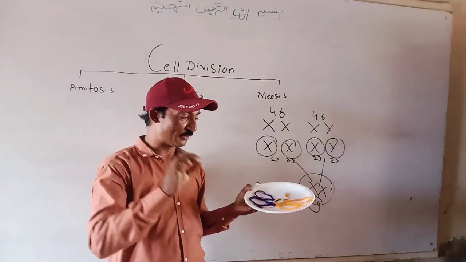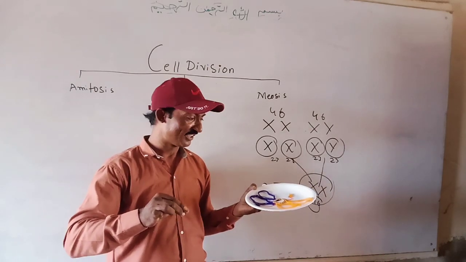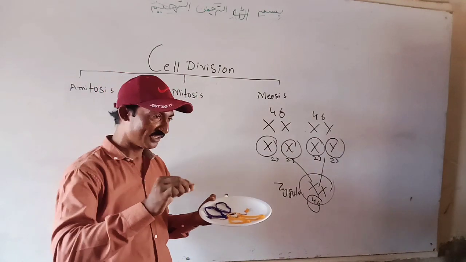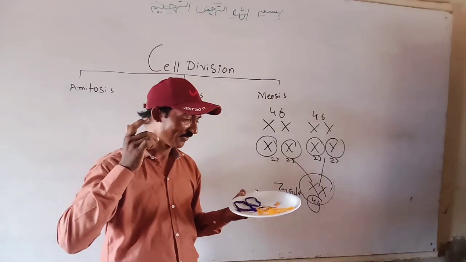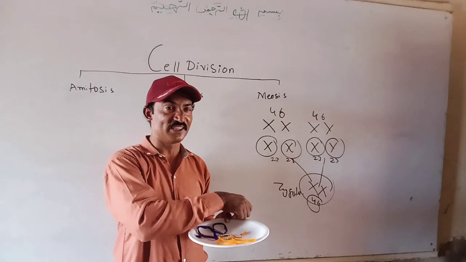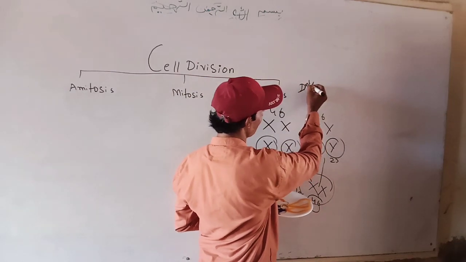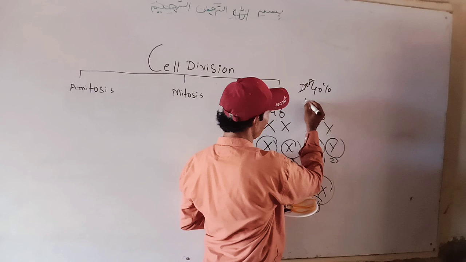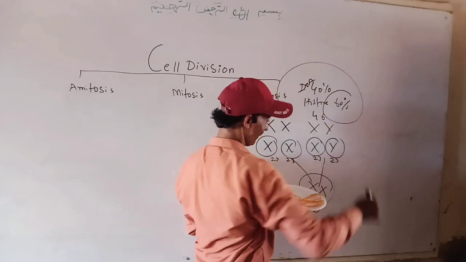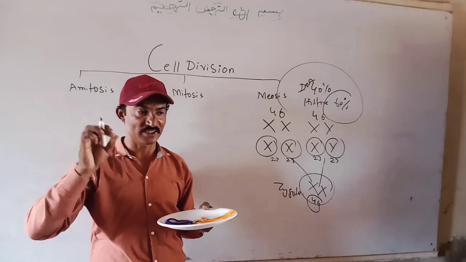The chromosomes are made up of DNA and a special protein, and this protein is called histone protein. The DNA is a hereditary material which transfers the characters from parents to offspring. That's the function of DNA. What percentage of DNA is found in the chromosome? 40% DNA and 60% histone protein. It means chromosomes are made up of DNA and histone protein, and chromosomes are clear structures found in the nucleus.